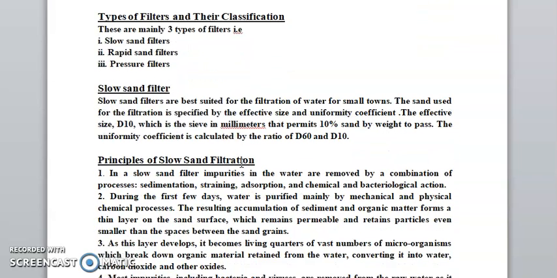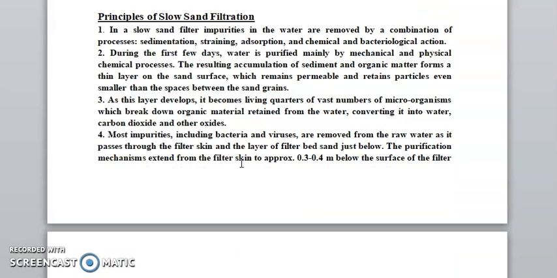Principle of the slow sand filter. In a slow sand filter, impurities in the water are removed by a combination of processes: sedimentation, straining, absorption, and chemical and biological action. During the first few days, the purification is mainly by mechanical, physical and chemical processes, retaining particles larger than the spaces between the sand grains.